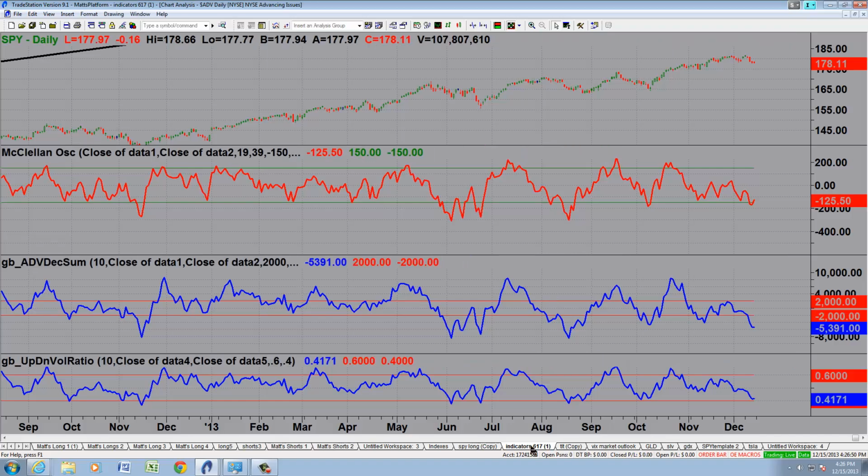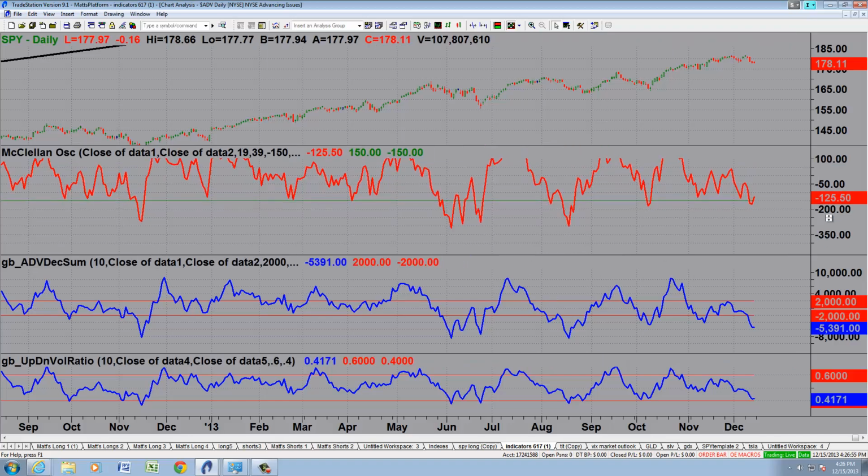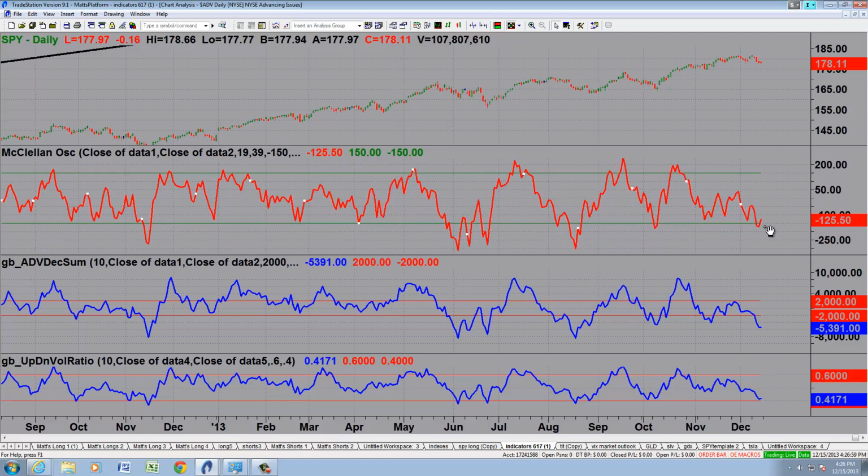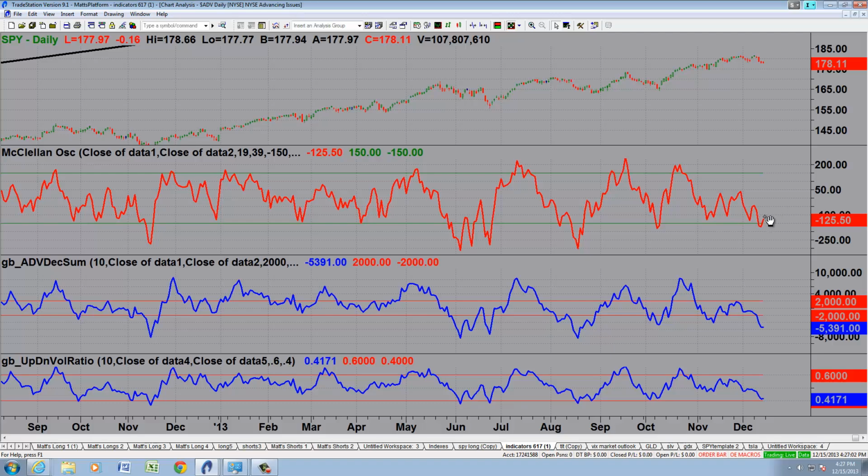Now, let's take a look at some of the other market internals. McClellan Oscillator actually got to an oversold area and has hooked up, so that is a definite positive.